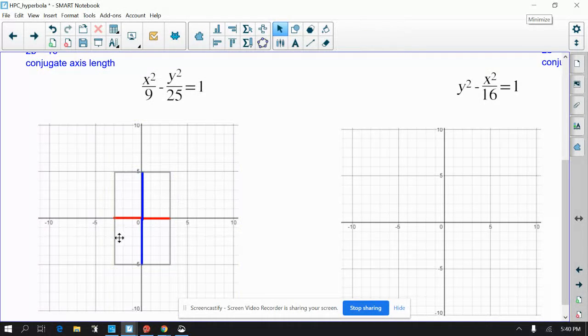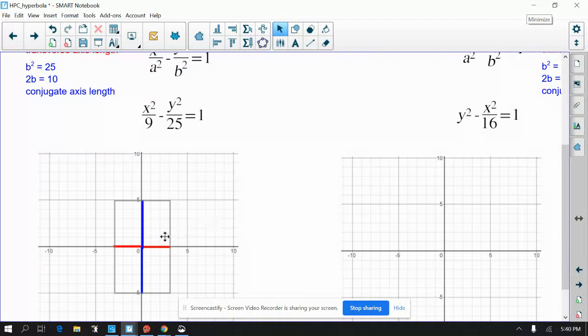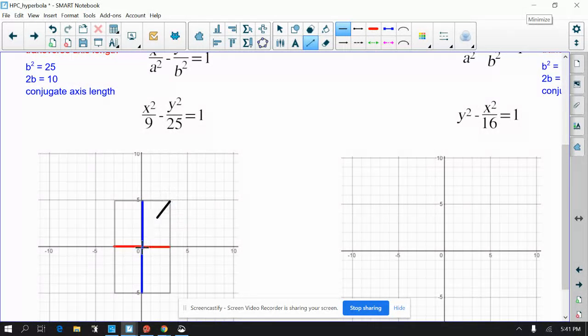So then once you have your box, that was step 1. Step 2 is to draw your asymptotes. So that's simply drawing a line through the diagonal of this rectangle. So I get my ruler out, and we'll just keep it black, and from one corner to the other.